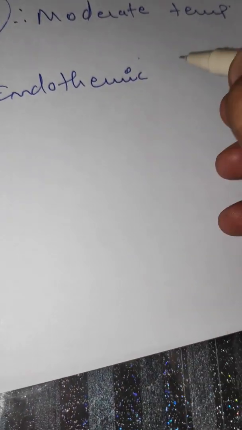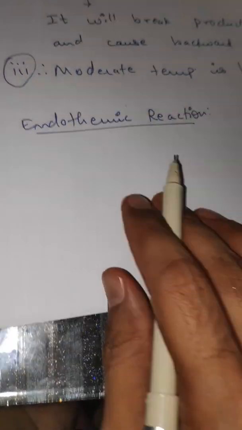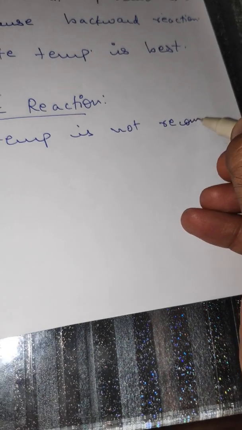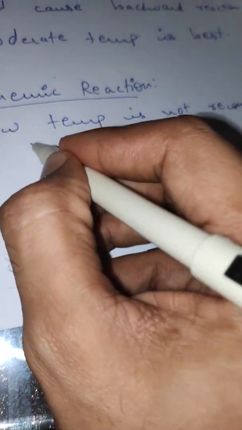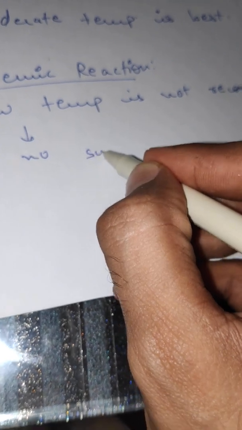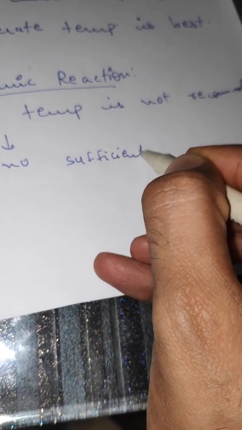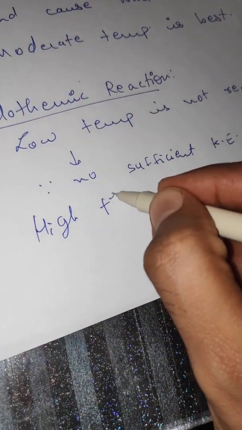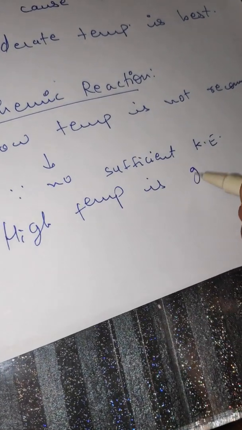Now talking about the second category of the temperature, which is an endothermic reaction. What is so special about endothermic reaction? See, again I would say that low temperature is not recommended. Okay, why? Since there is no sufficient kinetic energy, K.E. Okay, on the other hand, is high temperature good? So we find yes, high temperature is good. High temp is good. Why?